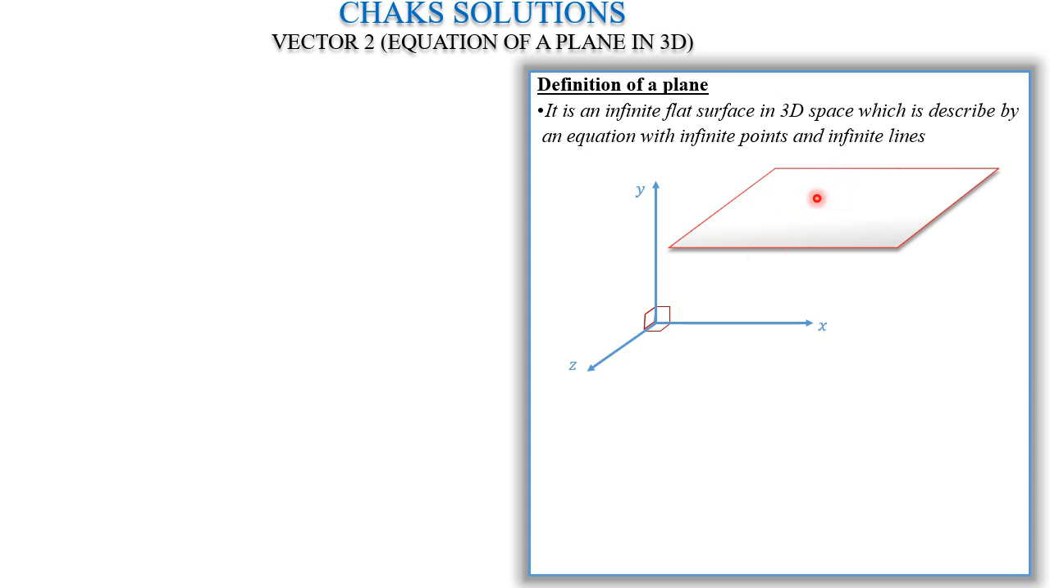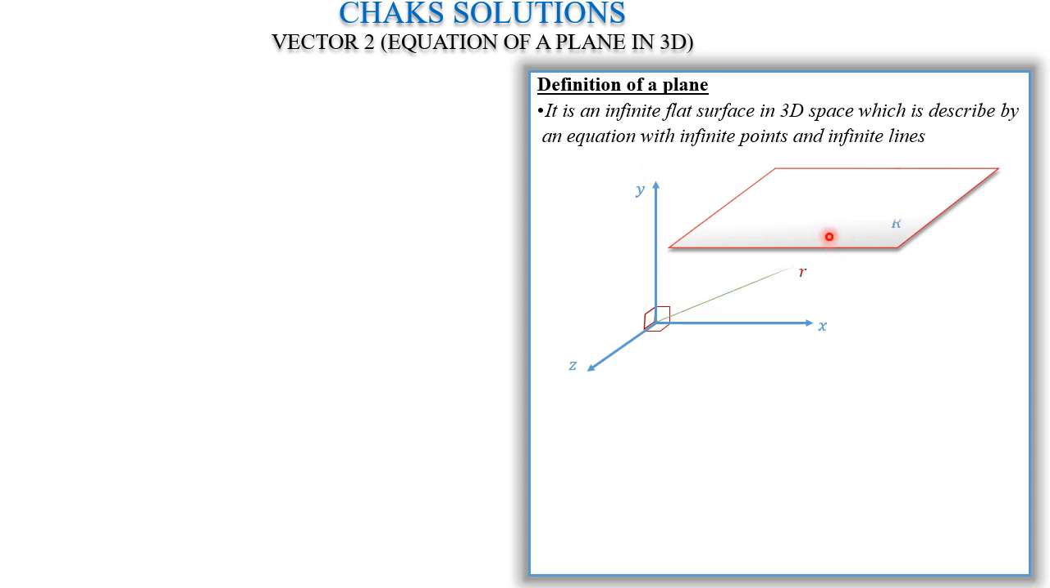You can see on this plane, what are we expecting? We are expecting to see several points that will be on the plane, and also we're expecting to see infinite lines that will be on the plane here. Alright, so let's derive the equation here.